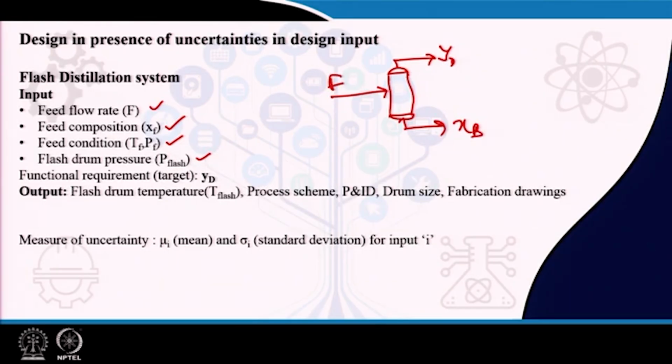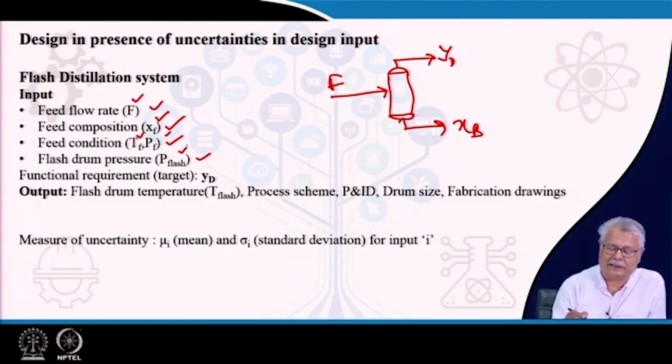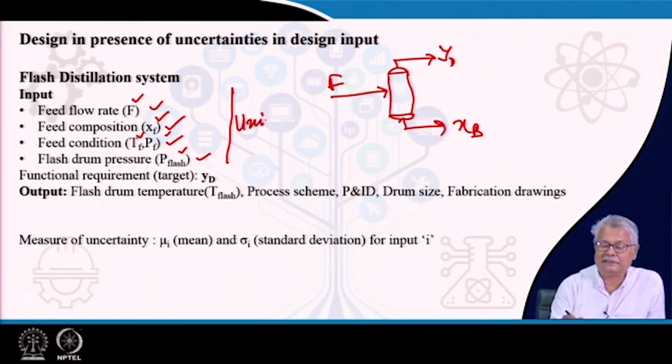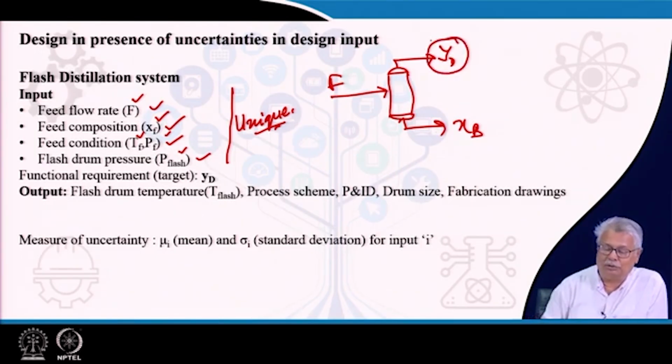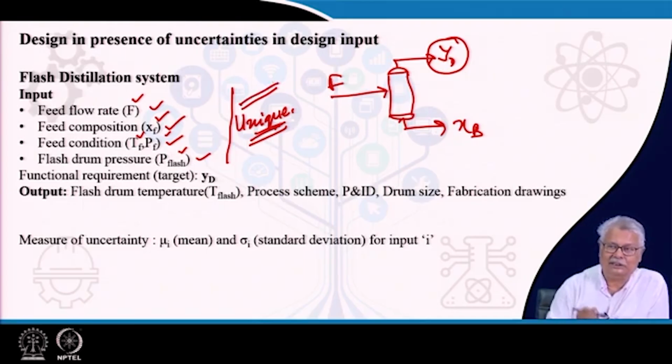Now, if you look at the design procedure, the value of F, the value of XF, the value of TF, PF and the P flash, they all are unique values. These are the best estimated unique values based on which you have given your design. That means your XP, your YD that you have found out and the design dimension of your equipment depend on a certain set of unique values of input that has been decided. But it is true that there will be certain uncertainties associated with each of these.